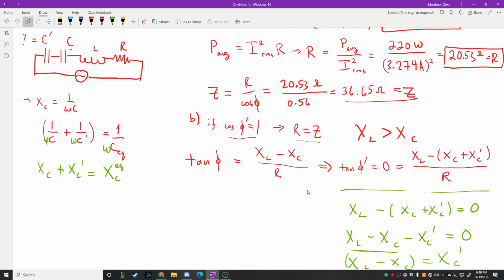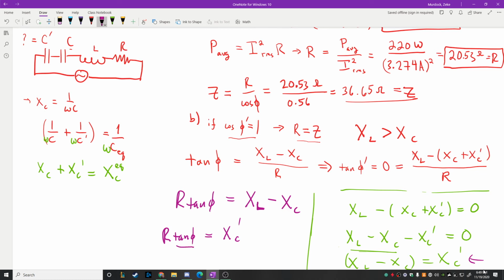That might not be super immediately obvious that that's going to be helpful, but we do know that in this first equation that we had over here, so we'll do this on a separate equation line here, R times the tangent of phi is equal to XL minus XC, right? So then we just use this equation. That means R tan phi has to be equal to XC prime, which we can use ultimately to figure out what our capacitance is. Our goal here is to find out what the capacitor is, but if we know this, then we can solve for this. All we need to know is what tan phi is.